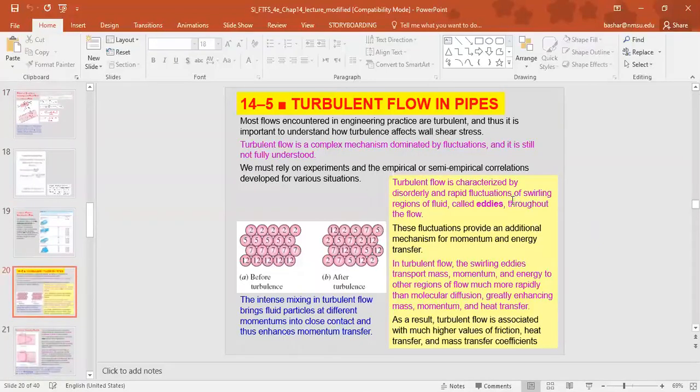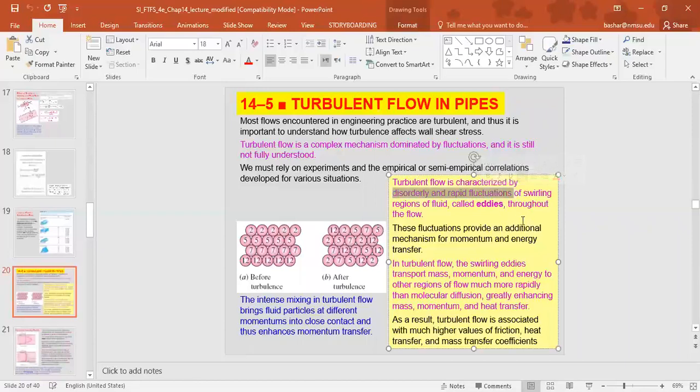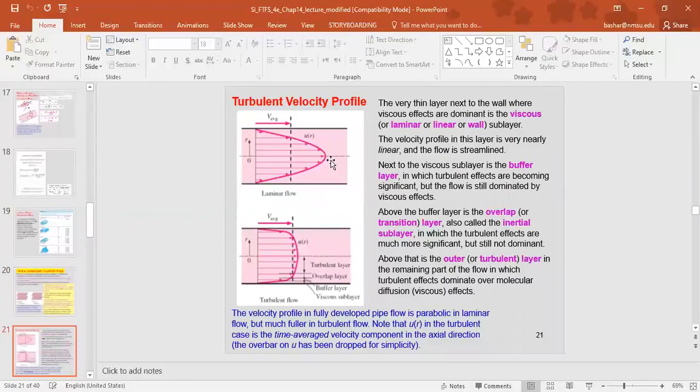Okay, now we move to turbulent flow in pipes. Again, to remind you, turbulent flow is characterized by highly disordered motion and velocity fluctuations. Swirling regions of fluid called eddies appear throughout the flow. The turbulent velocity profile: this is the laminar velocity profile, while this is the turbulent flow velocity profile. We see that it's a more flattened shape. That's the turbulent velocity profile in its fully developed shape.